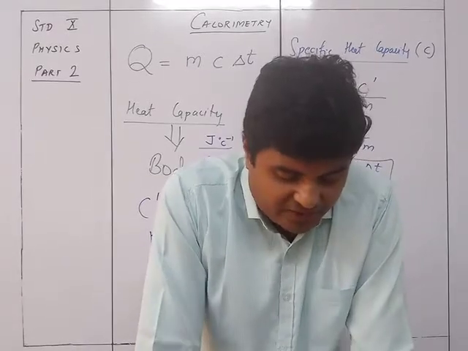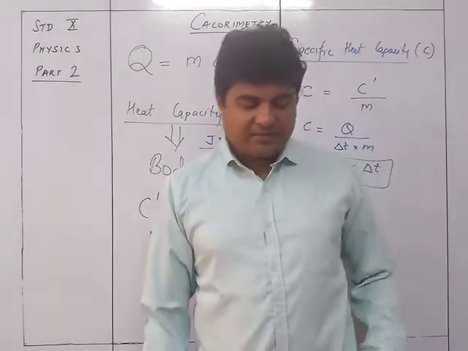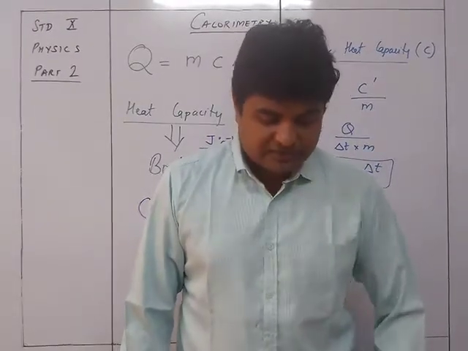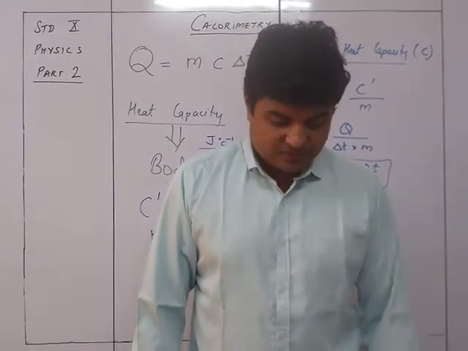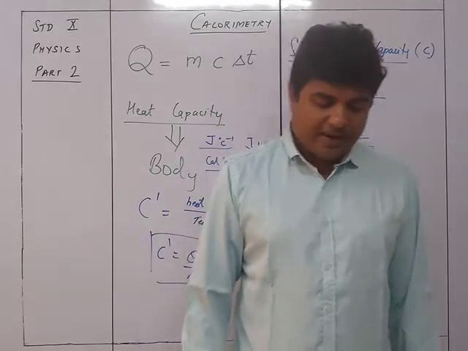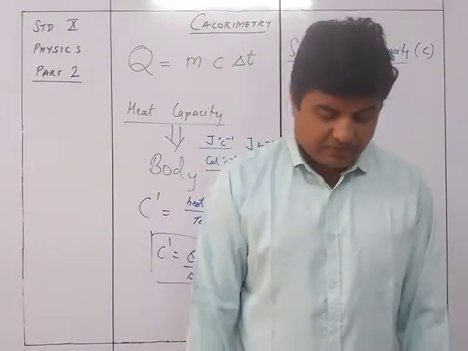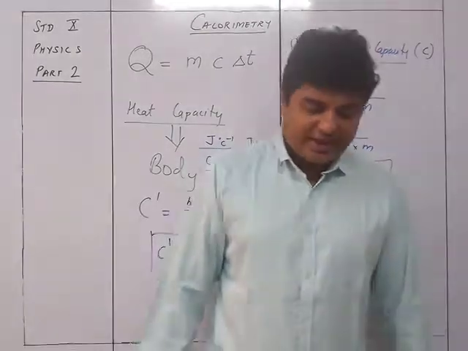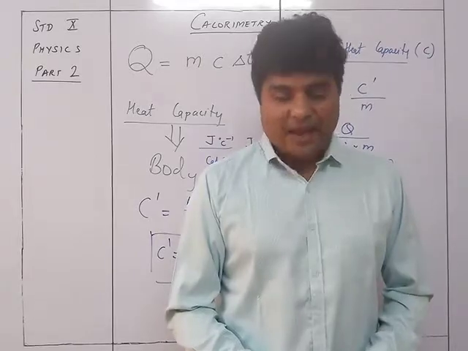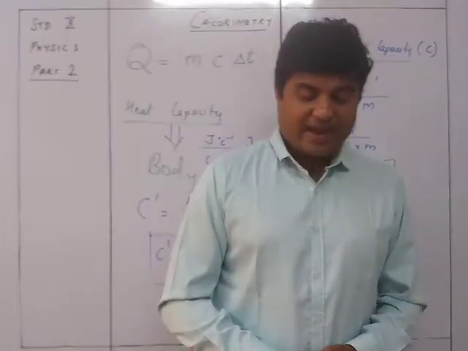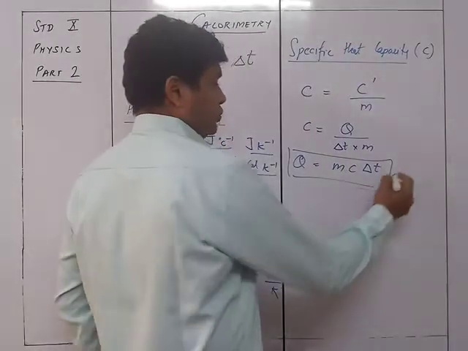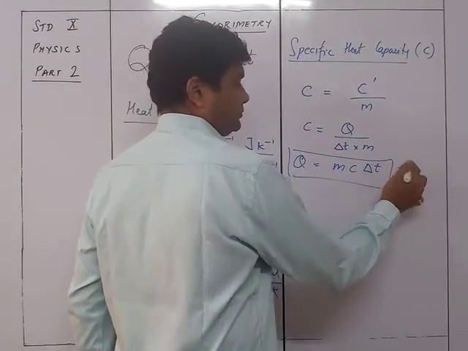In other words, we can define specific heat capacity of a substance as the amount of heat energy required to raise the temperature of unit mass of that substance through 1 degree Celsius or 1 Kelvin. Specific heat capacity C is the amount of heat energy supplied upon mass into rise in temperature. From this equation, the heat energy required to raise the temperature of a body of mass m kg by delta T Kelvin is given as Q is equal to m c delta T, and this will be in joule.